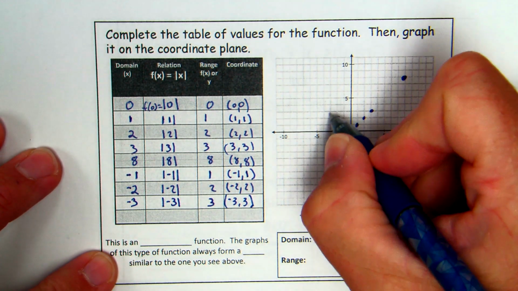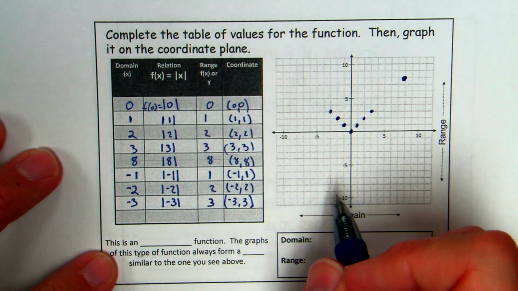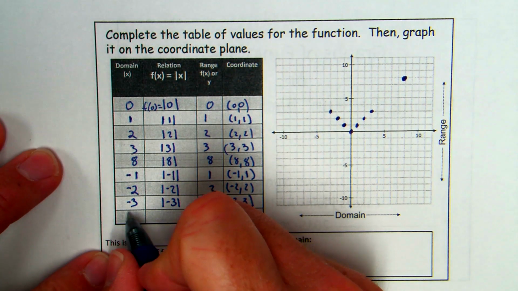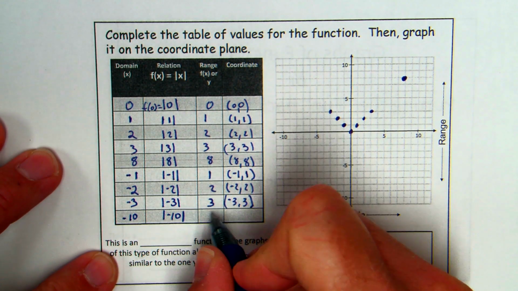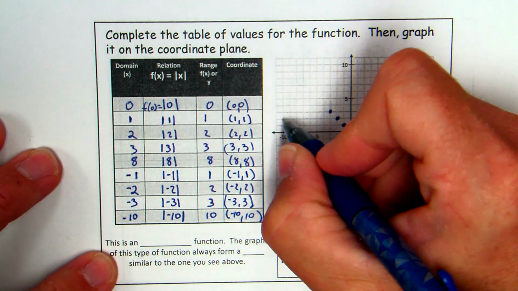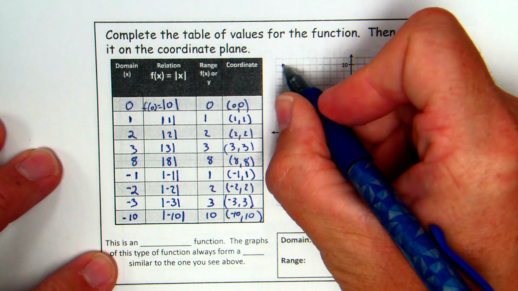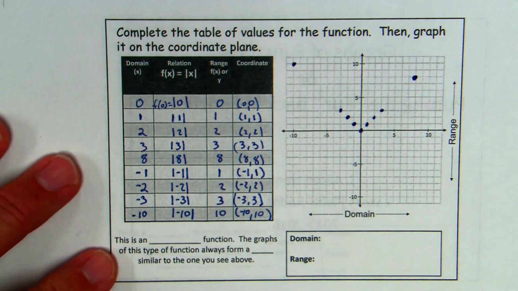So if I graph negative 3, 3, once again, I think I found a pattern. I'm going to go ahead and pick another point as well. Maybe I'll pick a negative 10, and I get positive 10, and so I graph that. Again, if you fell behind in your plotting of points, now's a great time to stop your video. Get those points plotted before restarting.